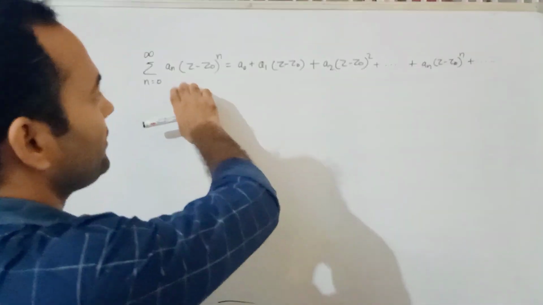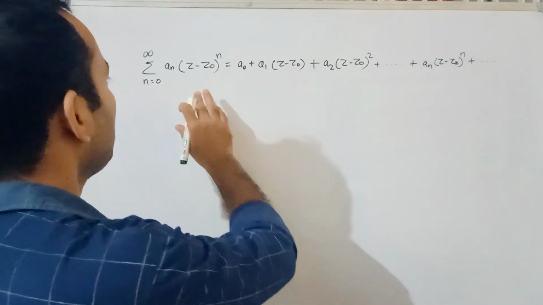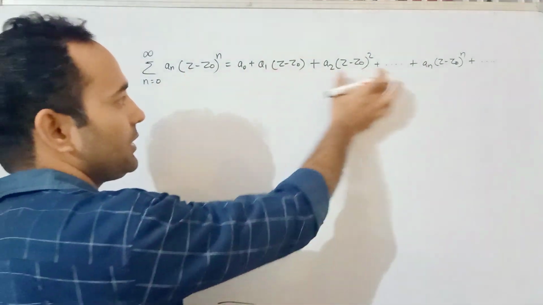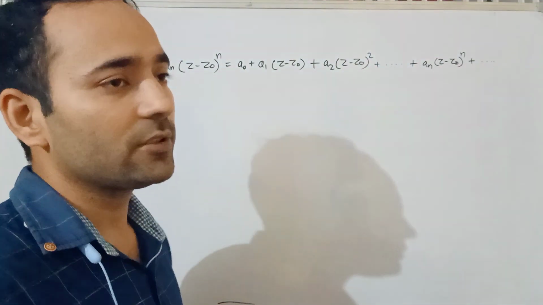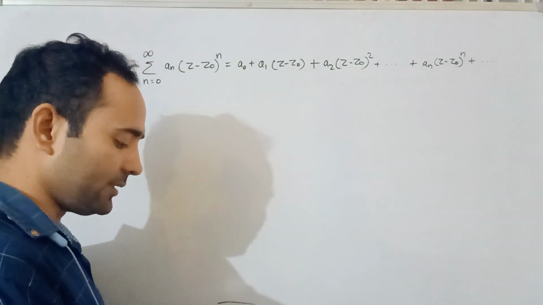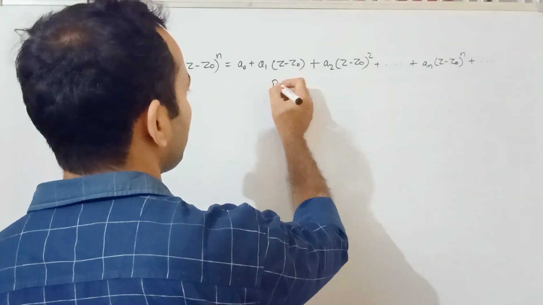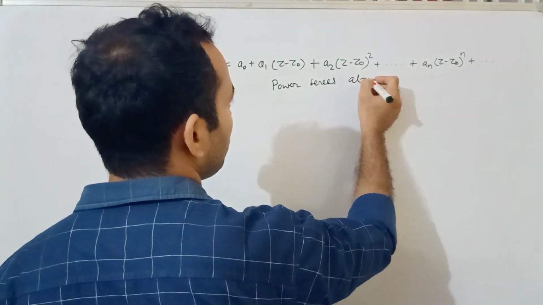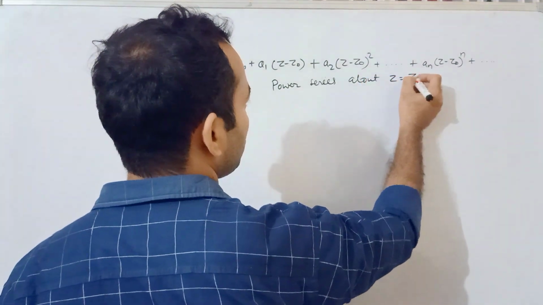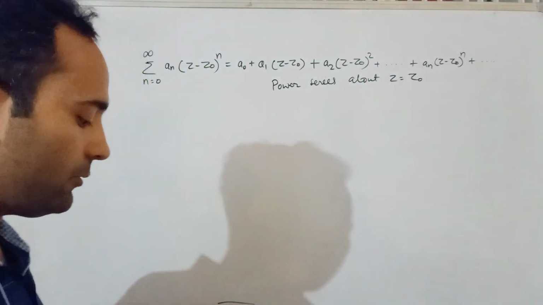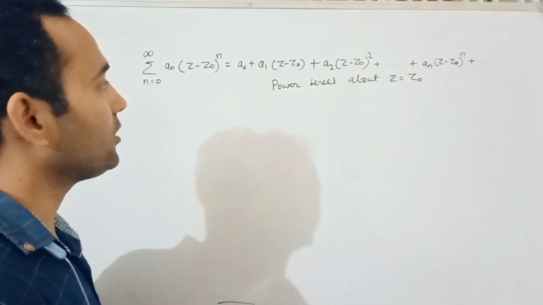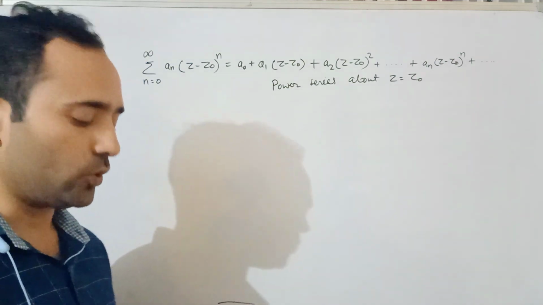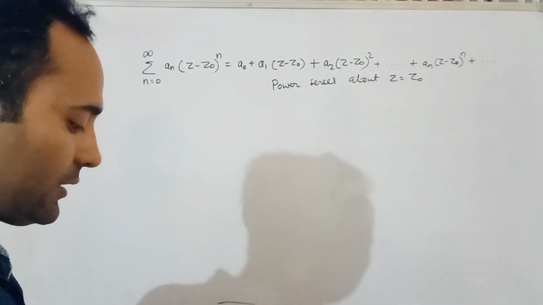So if I have written this power series, an z minus z naught to the power n, this infinite series can be written and opened like this. This is known as a power series about z is equal to z naught, where a naught, a1, dot dot, an, these constants are real or complex, they can be both.